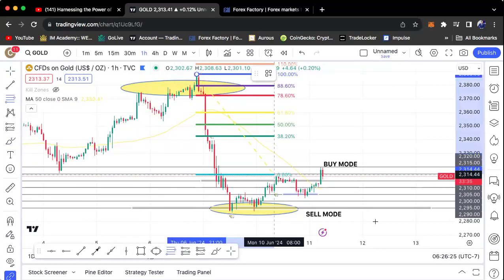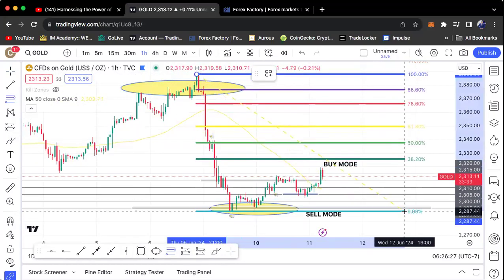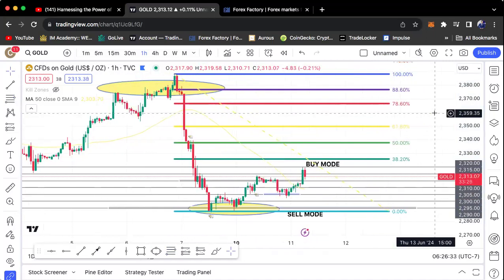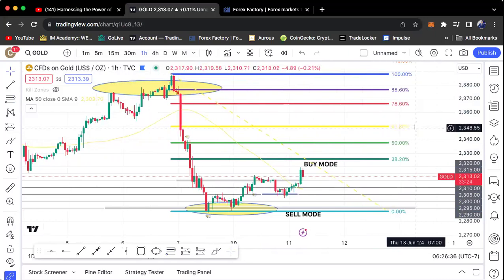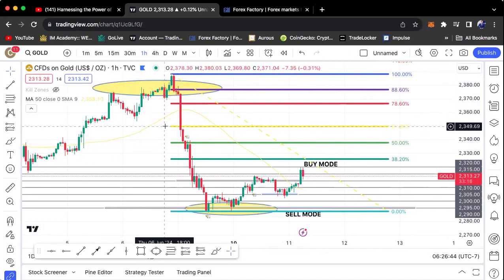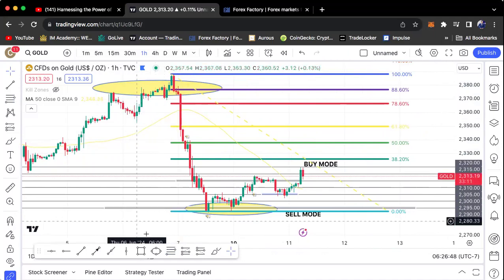For those that don't know what Fibonacci is, it's a universal tool. Just like everything in nature, everything is in Fibonacci. It's a golden ratio. Everything in nature, you can apply this Fibonacci concept. It's universal. It works everywhere. It also works in the markets and in trading as well. So you can use this Fibonacci tool as a confluence.